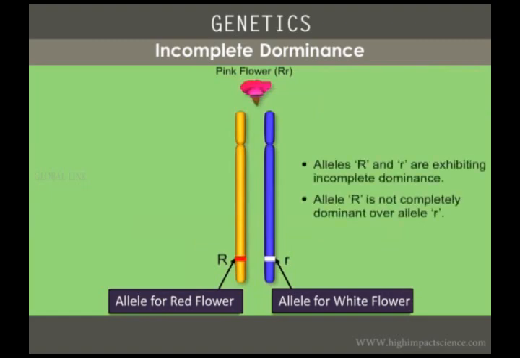The alleles are therefore exhibiting incomplete dominance, which is a form of intermediate inheritance where one allele is dominant but not completely over the other.